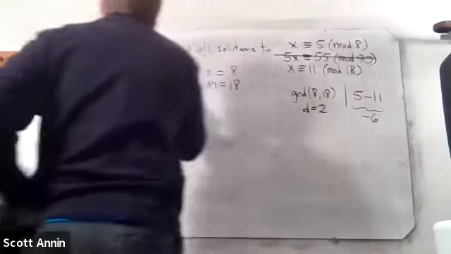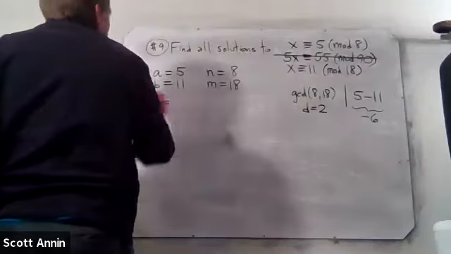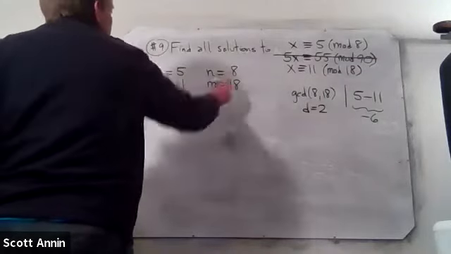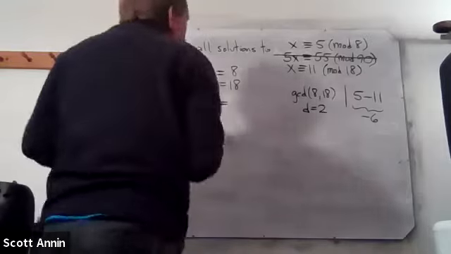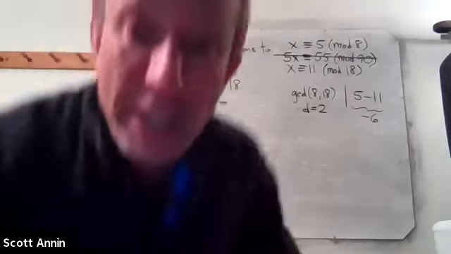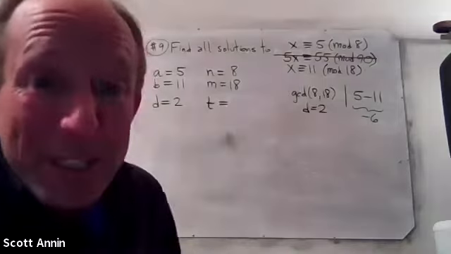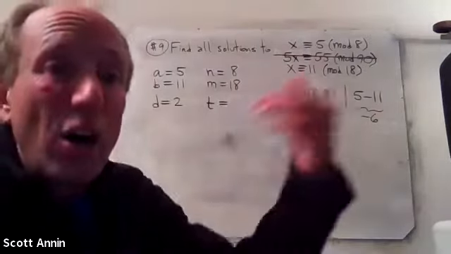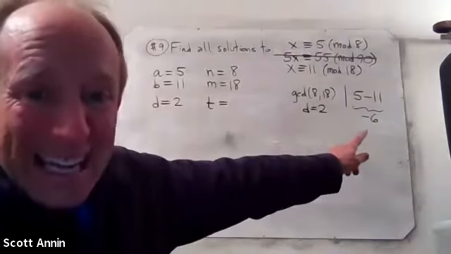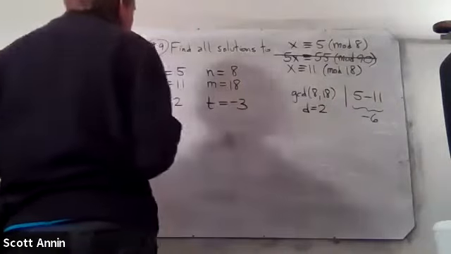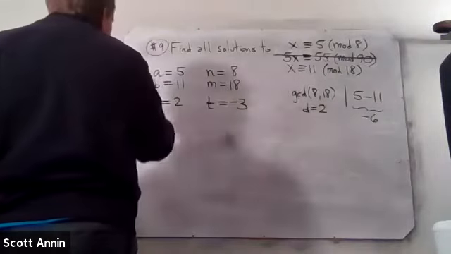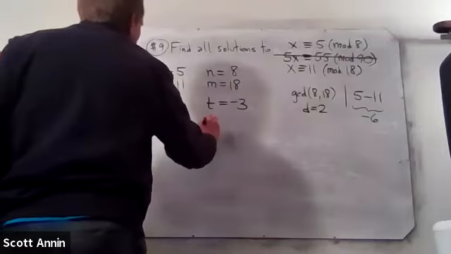Then we have, what else do we need? We need D. D is the greatest common divisor of 8 and 18, which is 2. When we presented this in class, I used a variable T. T represents A minus B over D. So that's -6 over 2, which in this case would be -3. And then there are just two other variables, which are R and S.